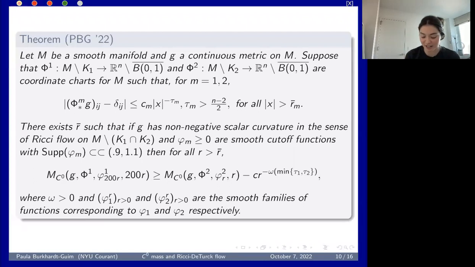Okay, and so then we should get a result that looks like this for positive time slices of the Ricci-DeTurck flow. But of course, that's not what I wanted, right? Because I wanted a statement about the initial data. I don't want just a monotonicity statement for positive time slices of the Ricci-DeTurck flow. And so somehow I need some way of relating that monotonicity statement that I got for the positive time slices back to the initial data. Okay, and so I need some estimate on how these local masses are going to distort under Ricci-DeTurck flow.